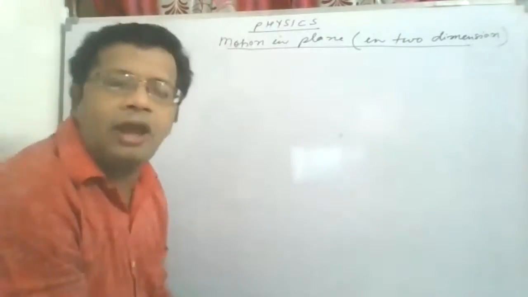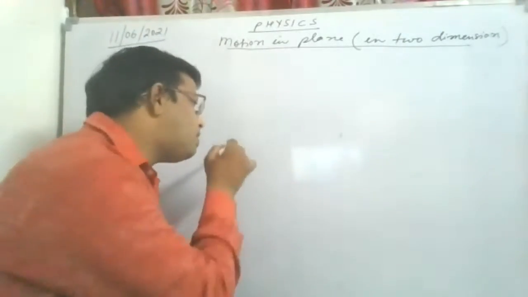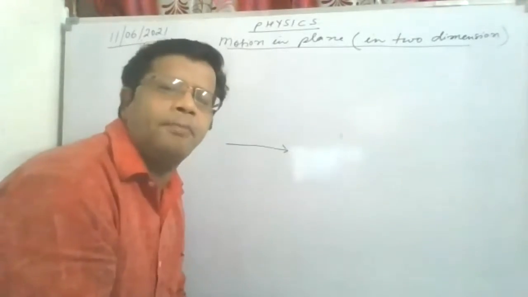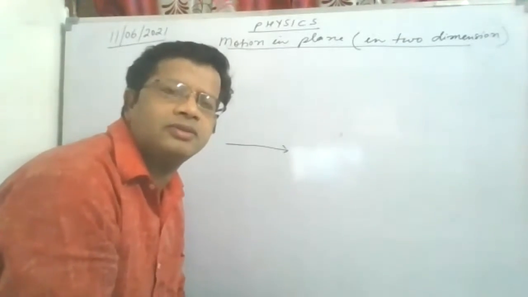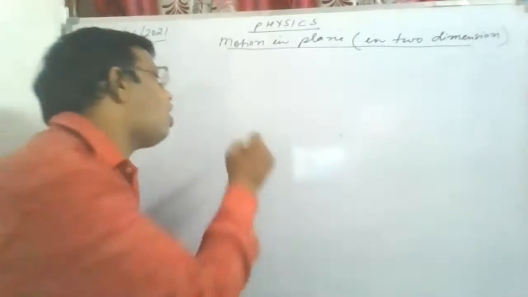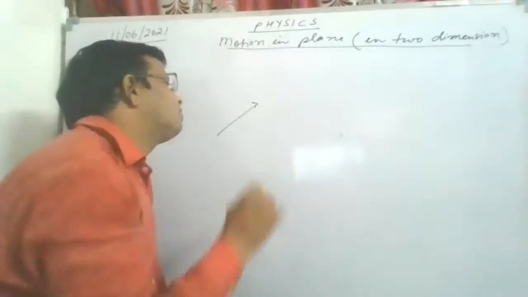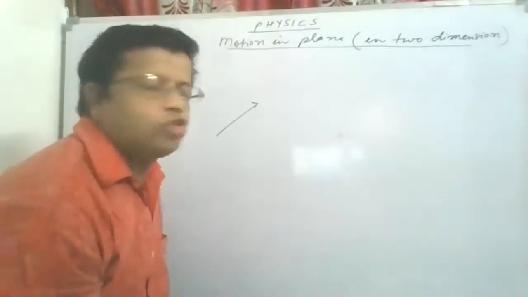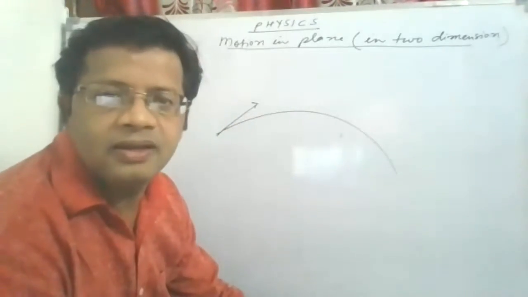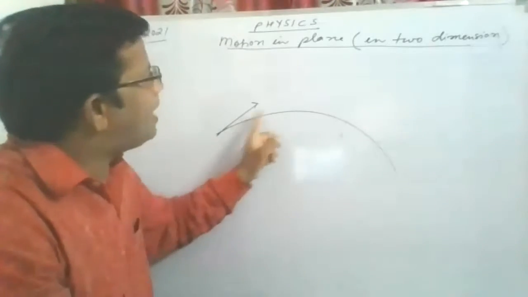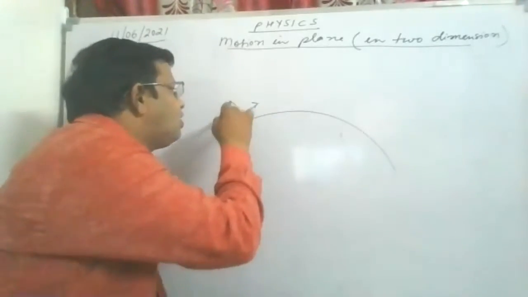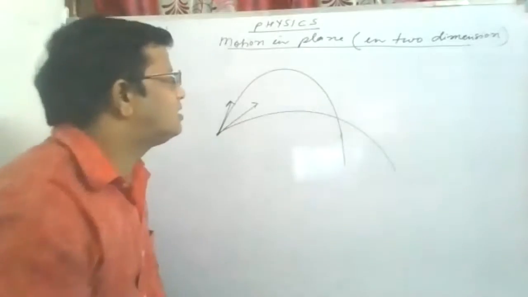But in straight line motion, a body moves in a straight line. We do not split the component into two velocity vectors. But beta, this will move in a plane. Like if you throw a ball in this way, this ball will move like this. If you throw it a bit higher, it will move like this.